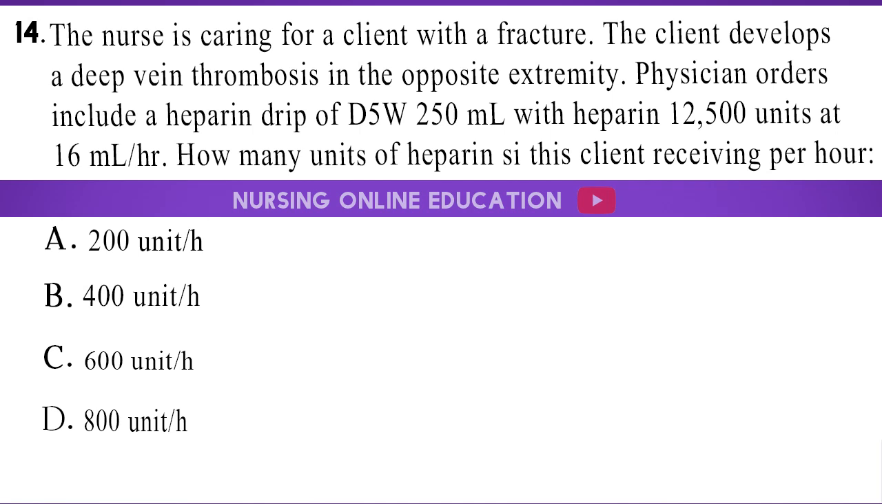Physician orders include a heparin drip of D5W 250 milliliters with heparin 12,500 units at 16 milliliters per hour. How many units of heparin is this client receiving per hour? A. 200 units/H, B. 400 units/H, C. 600 units/H, D. 800 units/H. The answer is option D, 800 units/H.